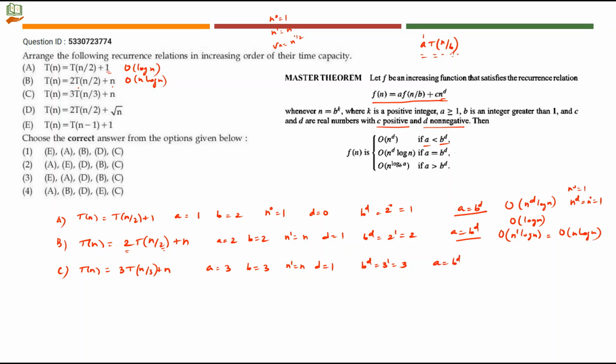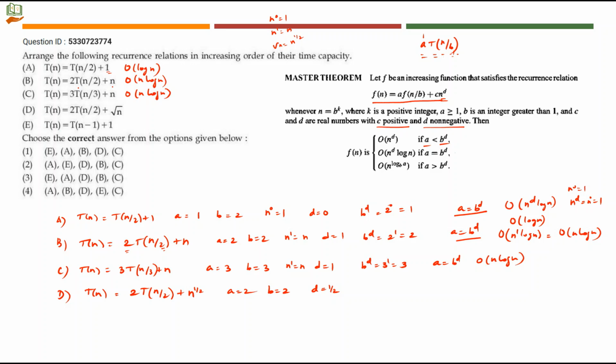Here also we are ending with big O of n log n. So this is big O of n log n. So B can be followed by C and C can be followed by B. Regarding D, it is 2T(n/2) plus square root n, which can be written as n to the power of 1/2. So A is equal to 2, B is equal to 2, and here we know D is equal to 1/2. It is actually 0.5 we can say.